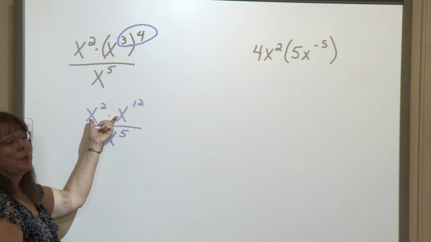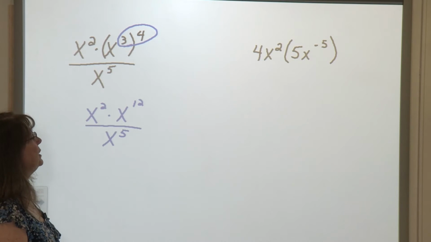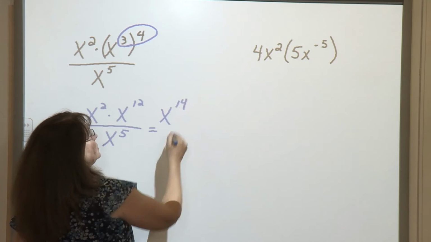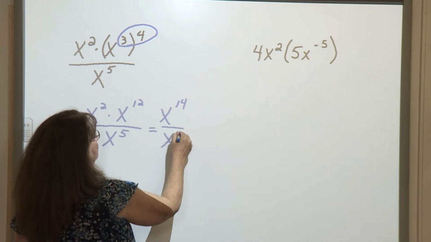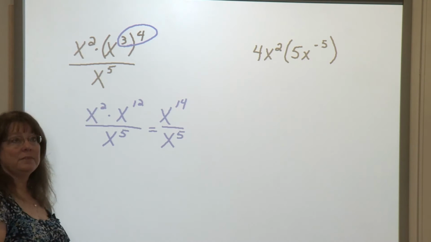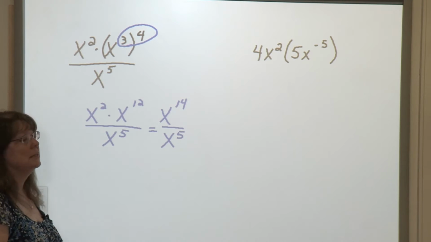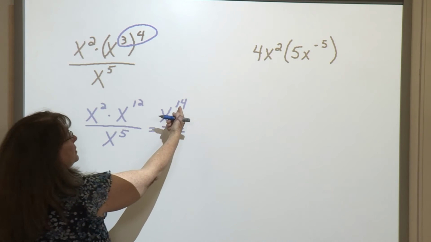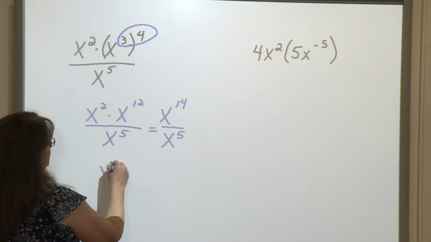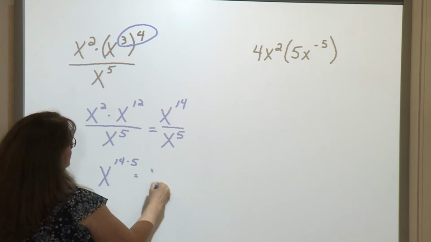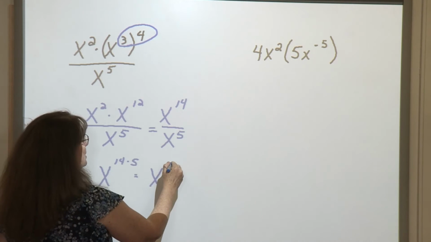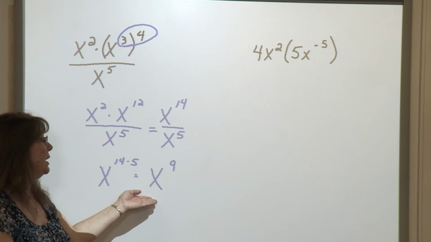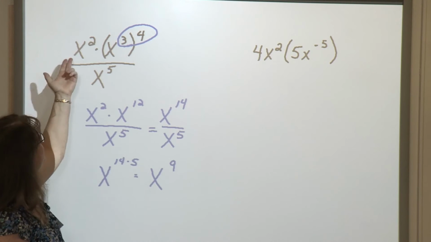I'm going to use the product rule because I have 2 bases multiplied together. And I want to go ahead and add my exponents. 2 plus 12 will give me 14. So now I only have a single x in the numerator and a single x in the denominator. To finish, I'll want to use the quotient rule. Take the top exponent and subtract the bottom exponent. And I end up with x to the 9th power. Notice when we've finished, we only see that base x once. When we started, we had it in here 3 times.